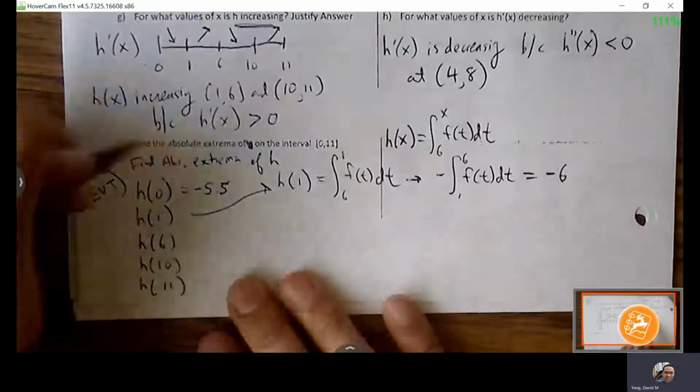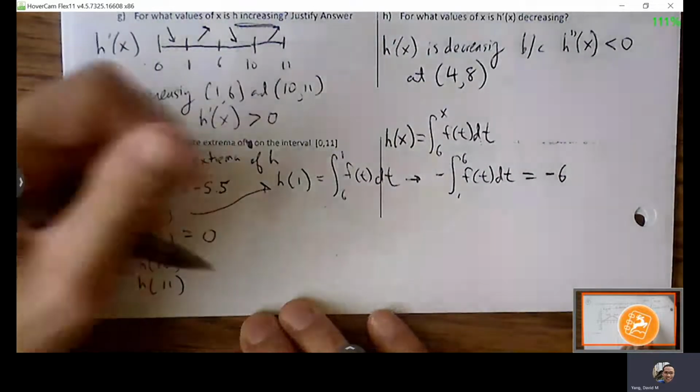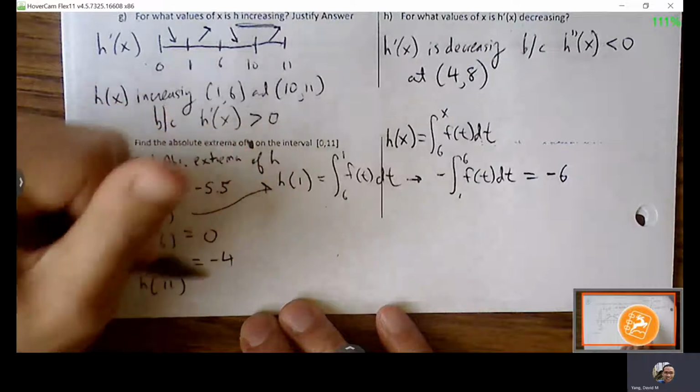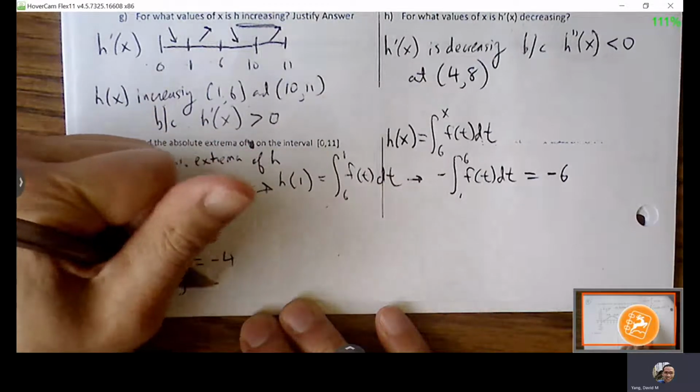Okay, h of 6, we have that, that's 0. h of 10, we have that, which is negative 4. h of 11, we have that, which is negative 3.5.